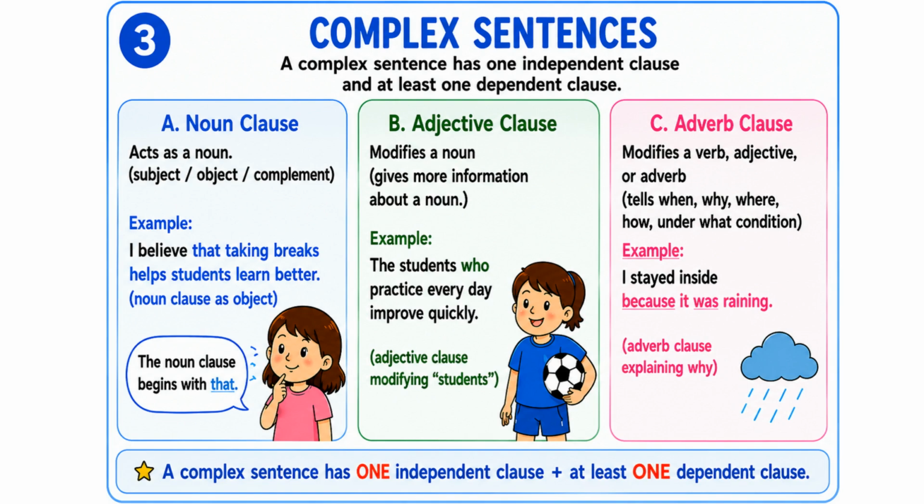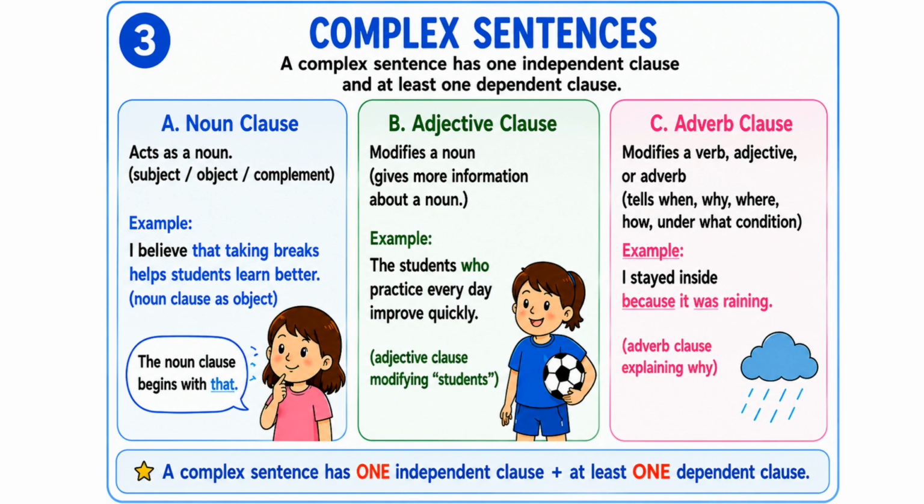For example, I believe that taking breaks helps students learn better. The part that taking breaks helps students learn better is a noun clause because it functions as the object of believe. Next, we have an adjective clause. An adjective clause gives us more information about a noun. For example, the students who practice every day improve quickly. The clause who practice every day gives us more information about the students, so it is an adjective clause.